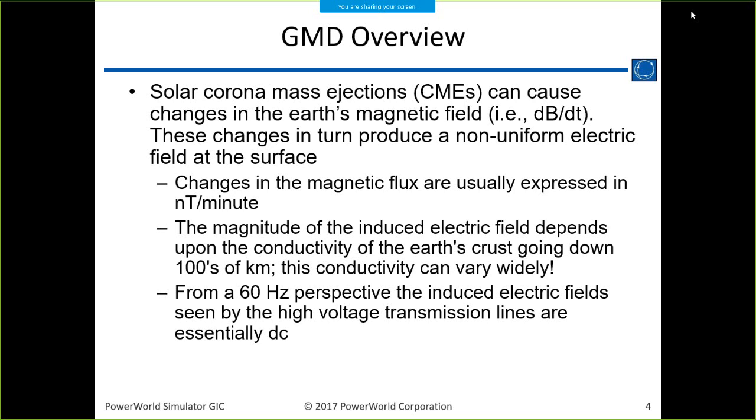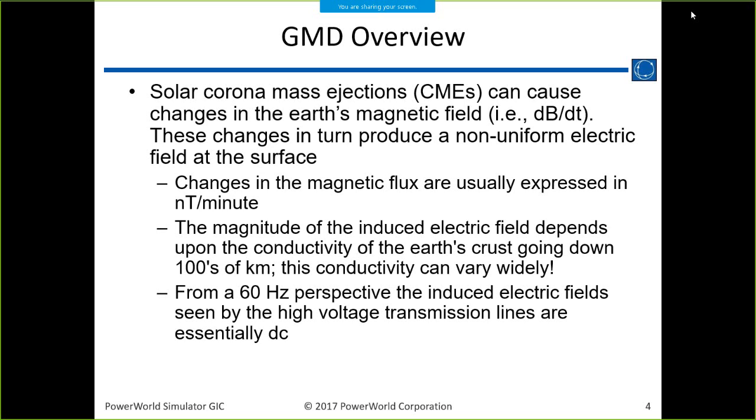So what you get is a change in the magnetic flux density. If you remember back to earlier classes, what we call B. So we get a dB/dt. Anytime you get a dB/dt changing magnetic field, that can induce an electrical field. Okay. So the changes in the magnetic flux on the Earth are usually expressed in nanoteslas per minute.